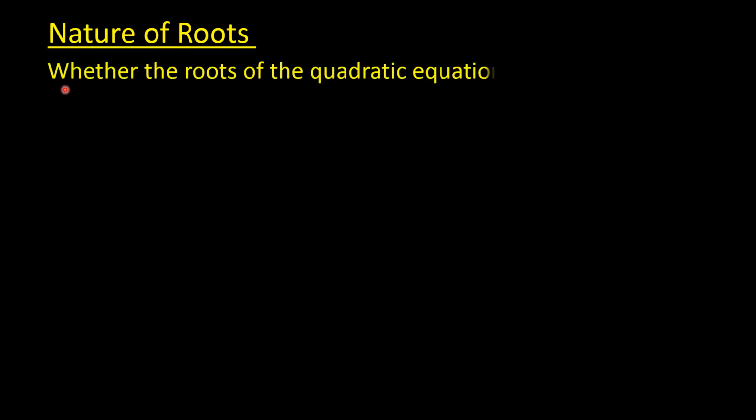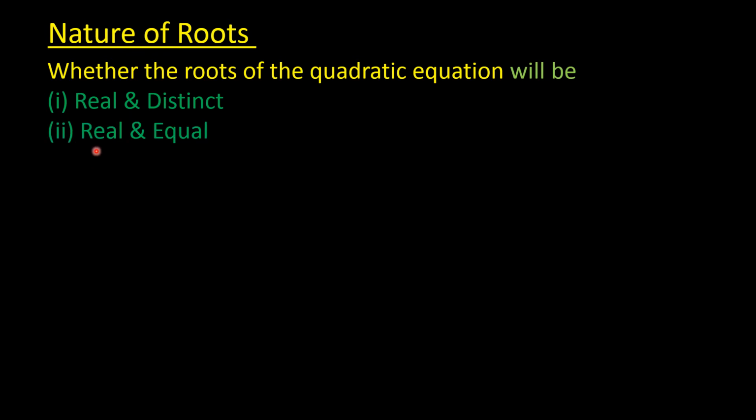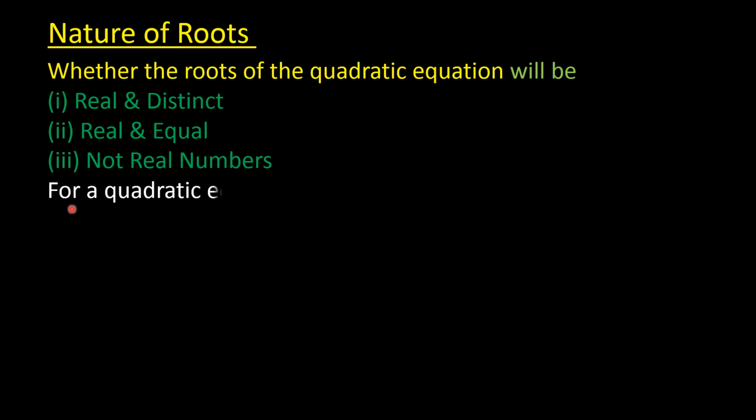In the previous video, we have understood about the quadratic formula. In this video, we will understand about nature of roots. Finding nature of roots is finding whether the roots of the quadratic equation will be number 1, two different real numbers, number 2, two equal real numbers, number 3, not real numbers. We have for a quadratic equation ax squared plus bx plus c equals 0.